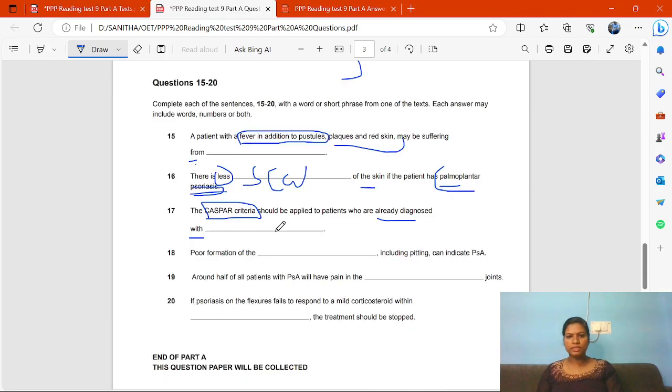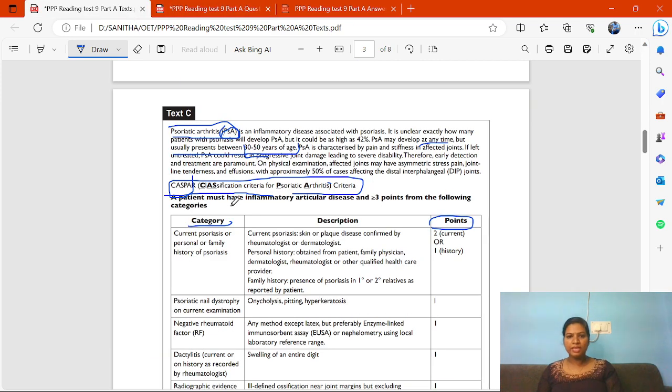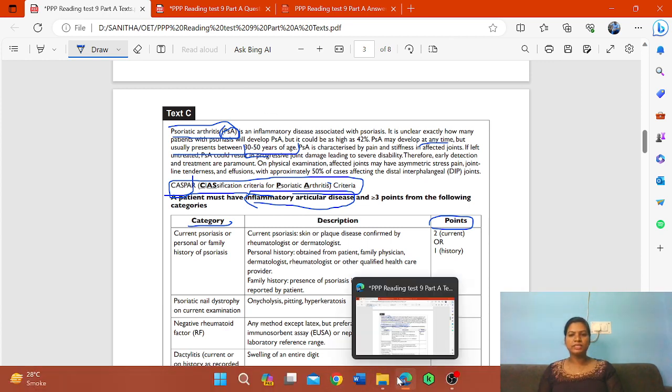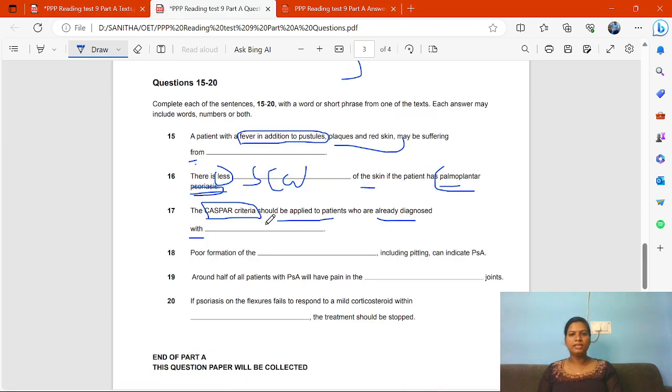Then what is the next question? Should be applied to patient. Where should it be applied? A patient must have inflammatory articular disease and greater than or equal to 3 points from the following criteria. The patient must see CASPAR criteria, where we apply it to patients who have inflammatory articular disease. We have to apply this criteria. So you are getting my point. Inflammatory articular disease. What is the answer?